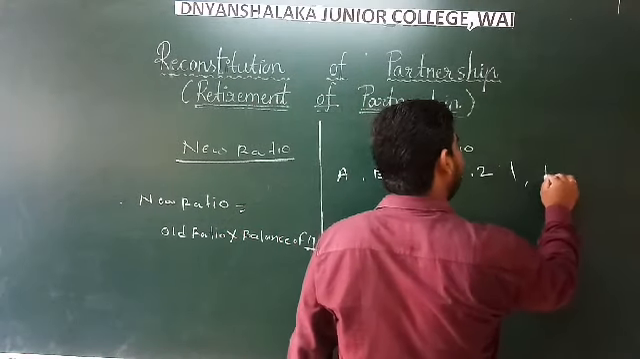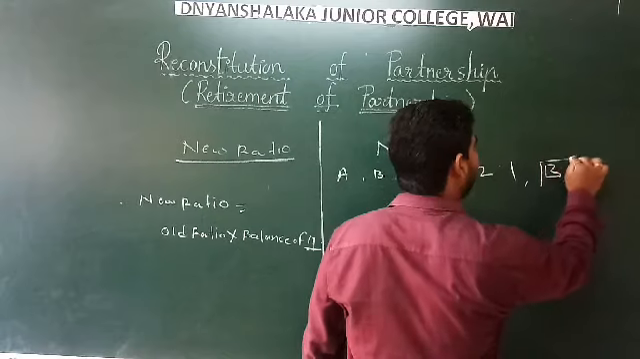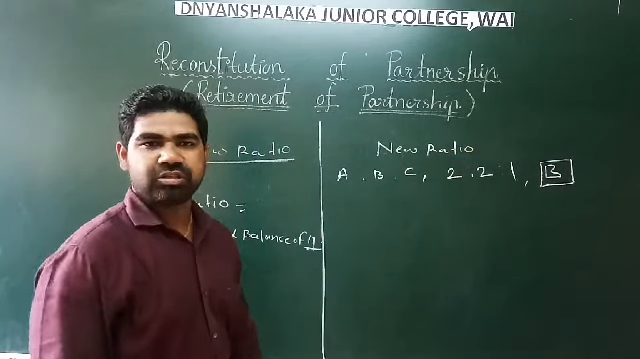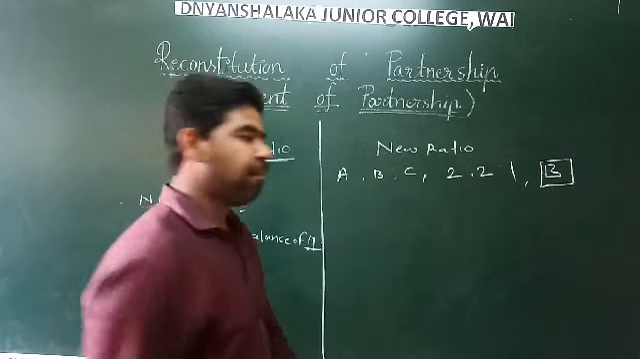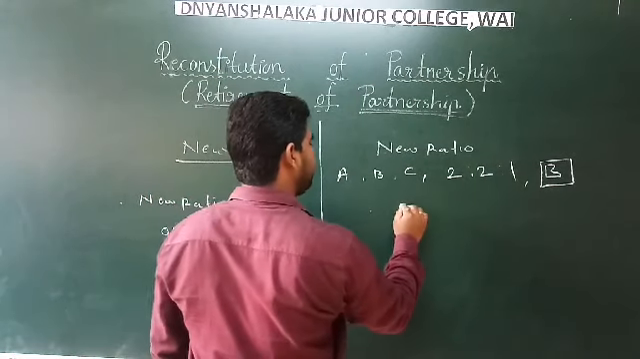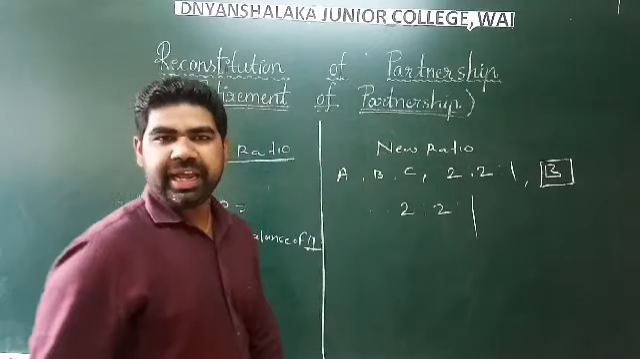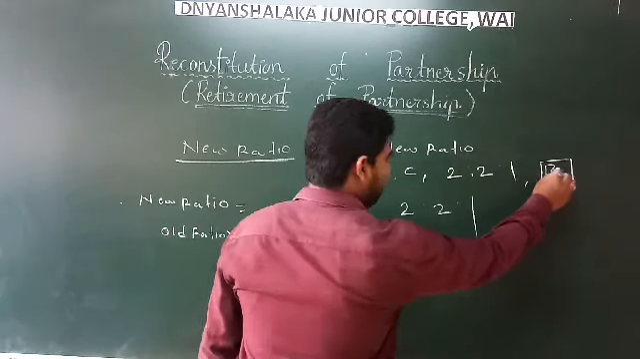And now what is the situation? Suppose B retires from the business. Who retires? B retires from the business. So how can you calculate the ratio? A very simple method. What is your existing profit sharing ratio? 2:1. Now, who retires? B retires from the business.